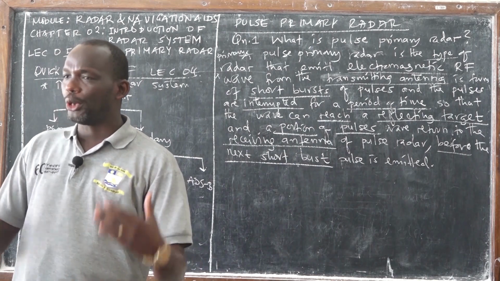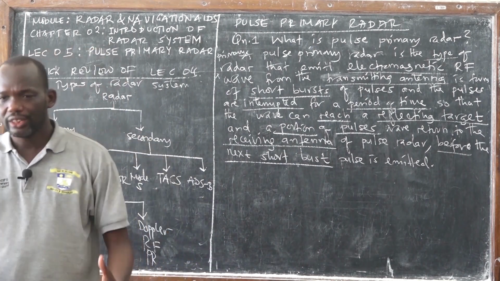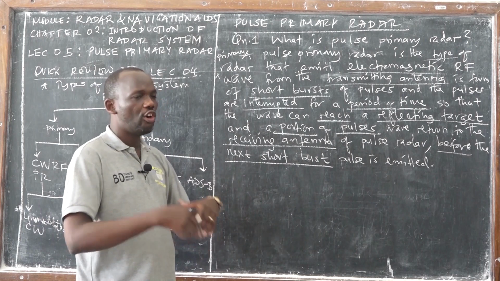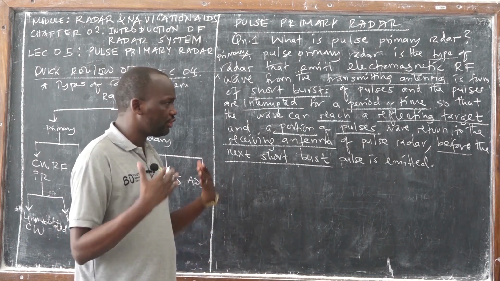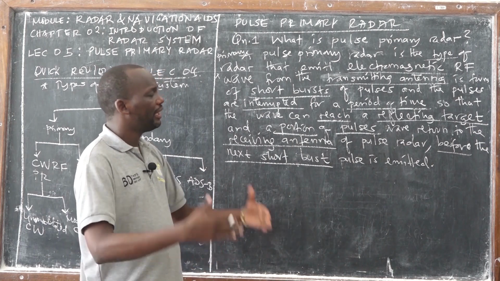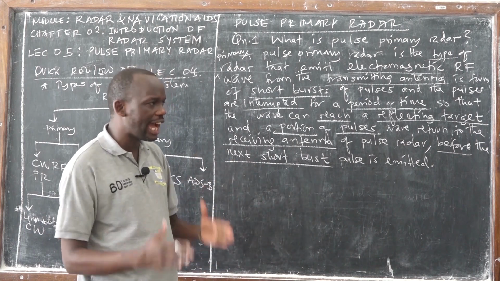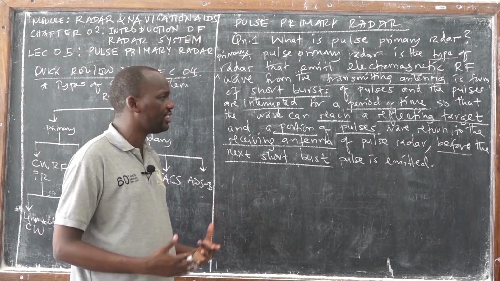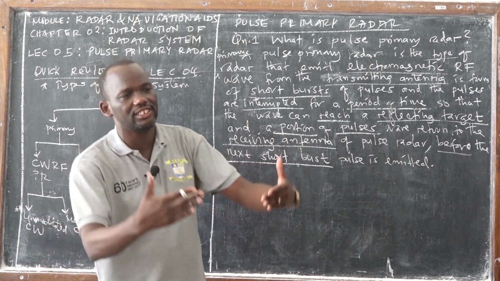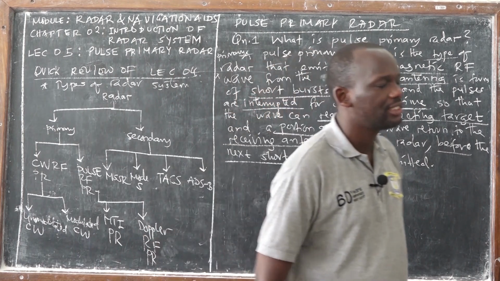So the radar will always be emitting what? The short bursts of pulses. The pulse primary radar is always emitting what? The short bursts of pulses after a particular time. But remember that the echo of those short bursts of pulses will be received before the next short burst of pulses has been emitted.